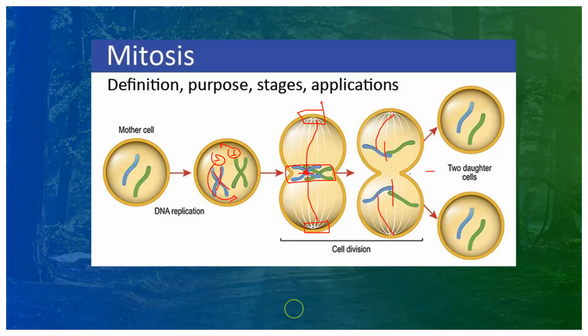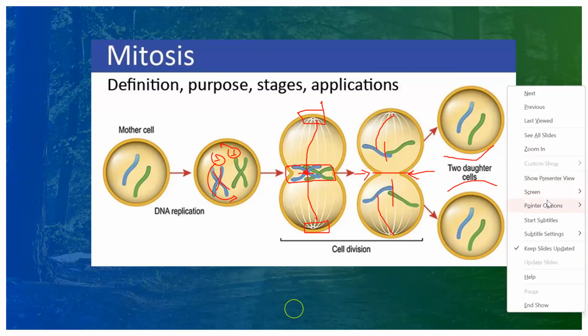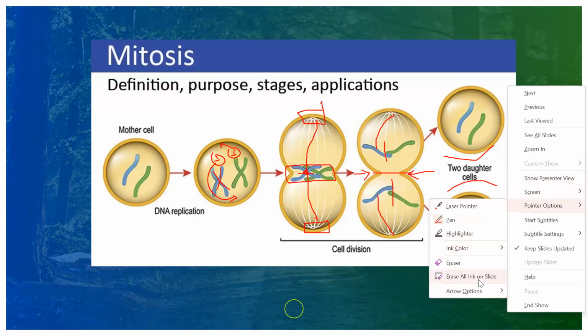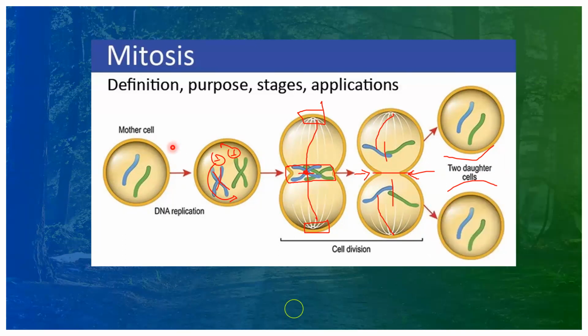And then eventually cytokinesis takes place. The cell membrane pinches inward to push all of the cell contents apart and divides into two separate daughter cells that are exactly identical to each other. Is that clear? Yes.